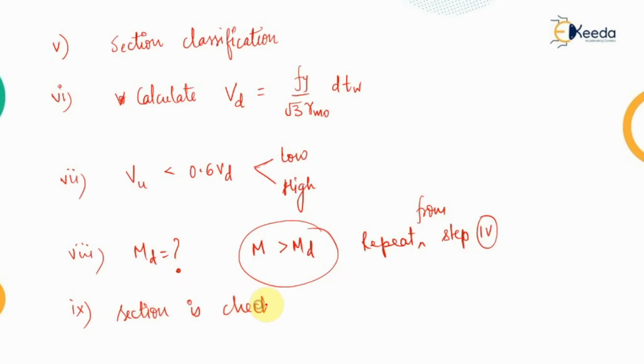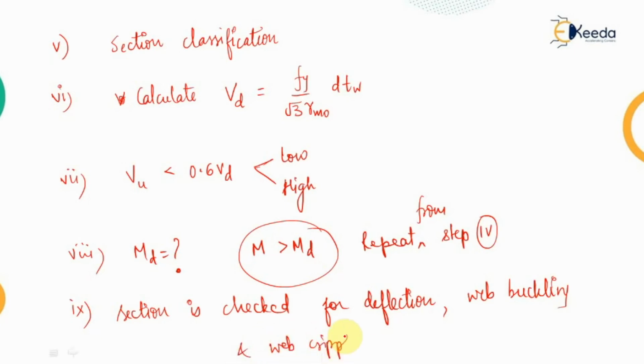once we have got the design bending strength, then the section is checked for three criteria, which are usually the serviceability criteria, that is the deflection, then web buckling, and in the last we will be checking for the web crippling. So these are the three criteria in which we will be checking our section, and if the section is okay in all of these criteria, that means the beam section that we have chosen is correct.